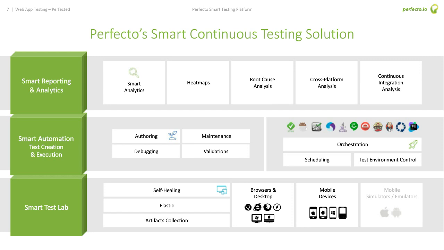You'll notice that in the lower right-hand corner, we say mobile simulators and emulators are in gray. We understand the need for emulators and simulators for unit and to some degree some level of smoke testing. Those will be announced probably in Q1, Q2 of next year.